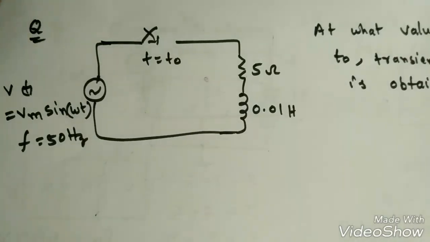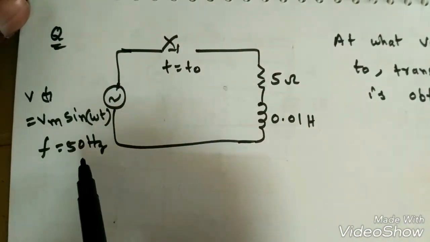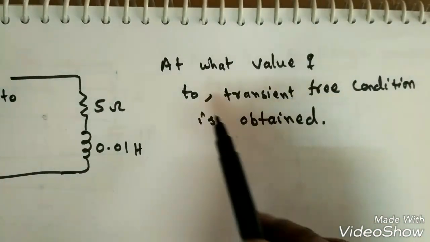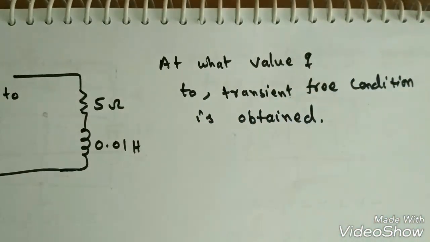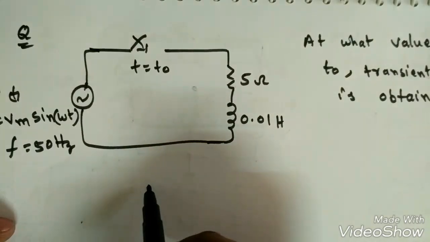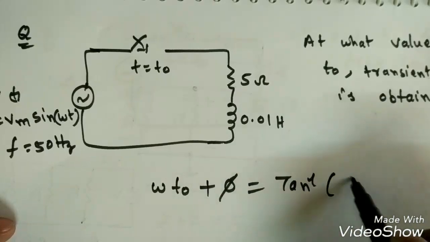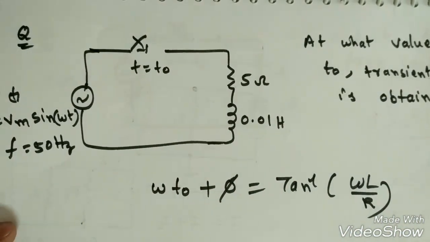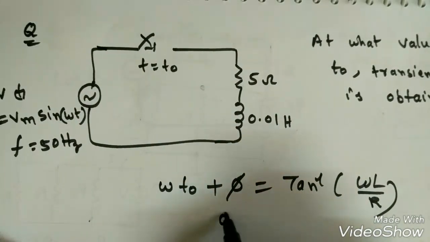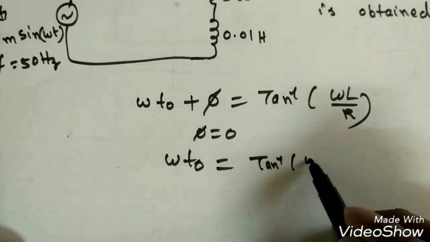Now we will solve one problem on this RL network. The question is: V of t is given as Vm sin omega t, f is equal to 50 Hz, R is 5 ohms, L is 0.01 Henry. At what value of t naught is the transient free condition obtained? We have to remember the transient free condition at t equal to t naught: omega t naught plus phi is equal to tan inverse omega L by R. Here it is sin omega t plus phi, and phi is not given, so phi is equal to 0, so omega t naught is equal to tan inverse omega L by R.